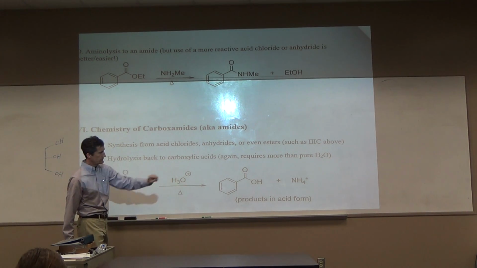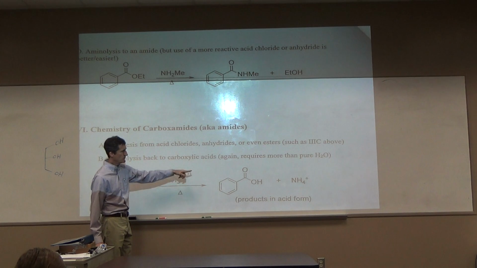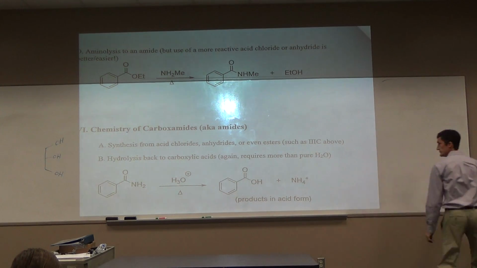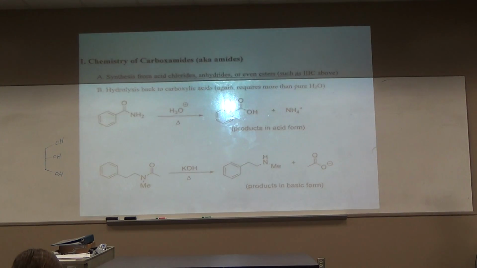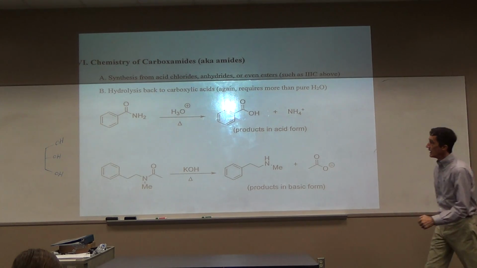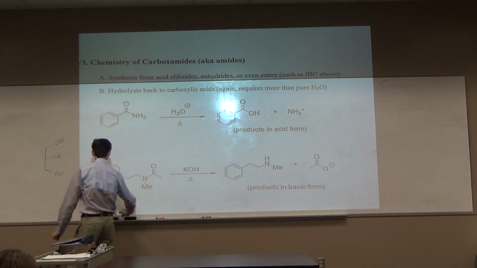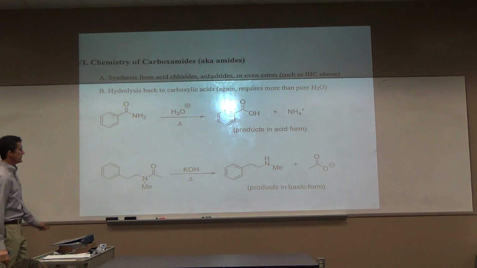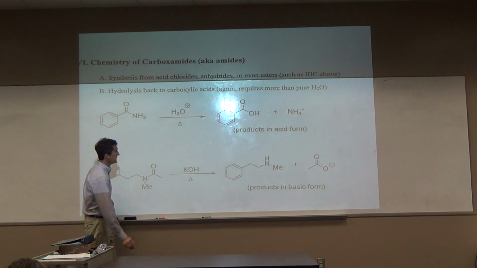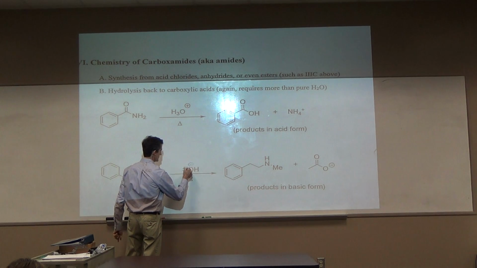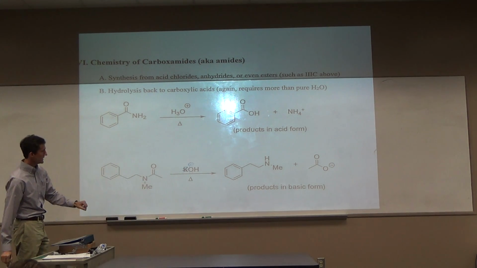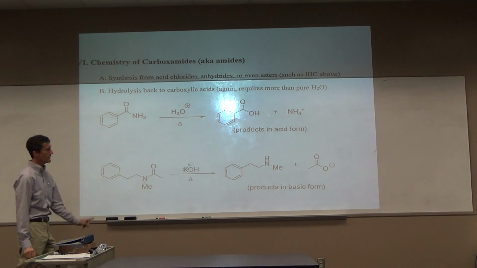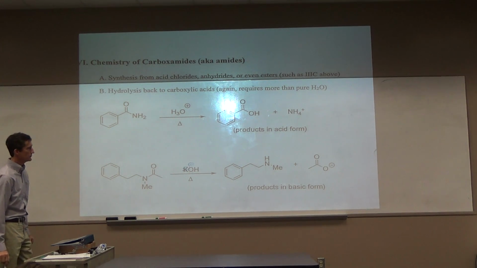And the nitrogen would be released as ammonia, but if you're under acidic conditions, ammonia will exist as ammonium. Down here, hydrolyzing with base, hydroxide, right? And we can hydrolyze this acetamide to the amine plus acetate. And the products will be in the basic form because we're under basic conditions.